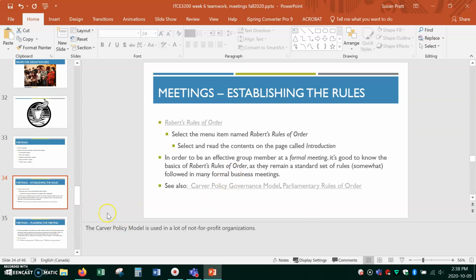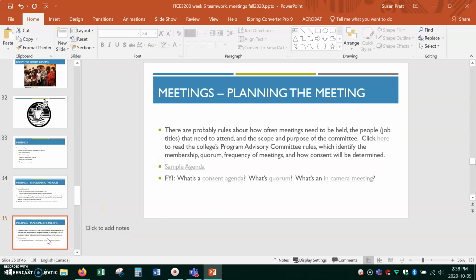So click through and take a look at what each of these things are, and take a look at what a sample agenda looks like. So if you ever are responsible for having a formal meeting or for creating an agenda for weekly meetings or monthly meetings at work, you'll know what you should include on your agenda. And then make sure you know what these terms mean.